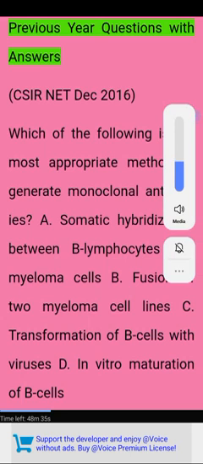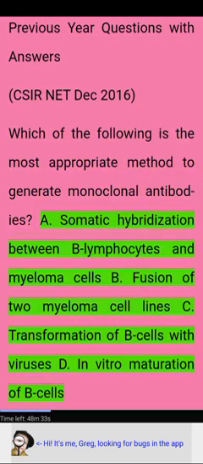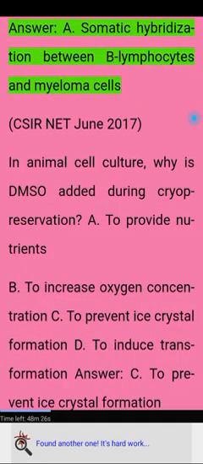Previous year questions with answers. CSIR NET December 2016. Which of the following is the most appropriate method to generate monoclonal antibodies? A, somatic hybridization between B lymphocytes and myeloma cells. B, fusion of two myeloma cell lines. C, transformation of B cells with viruses. D, in vitro maturation of B cells. Answer: A, somatic hybridization between B lymphocytes and myeloma cells.